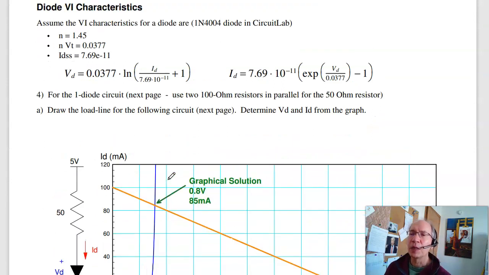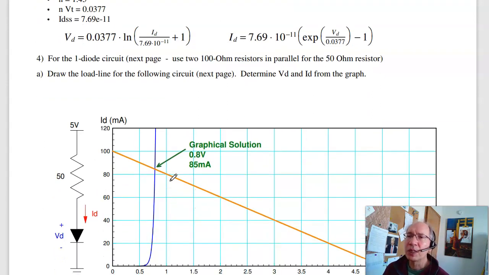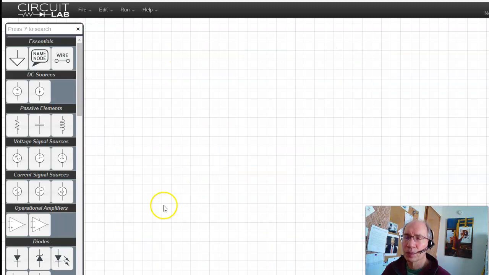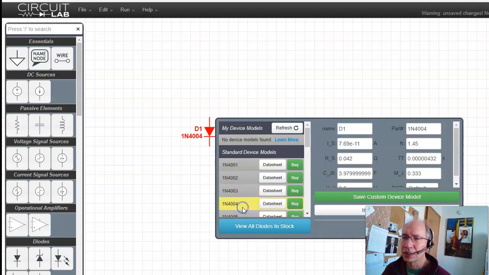Okay, on to problem 4. Problem 4 is if you go to Circuit Lab, click on a diode, like a 4004 diode. So here's Circuit Lab. I grab a diode, drag and drop, double click on it. I can change the diode.